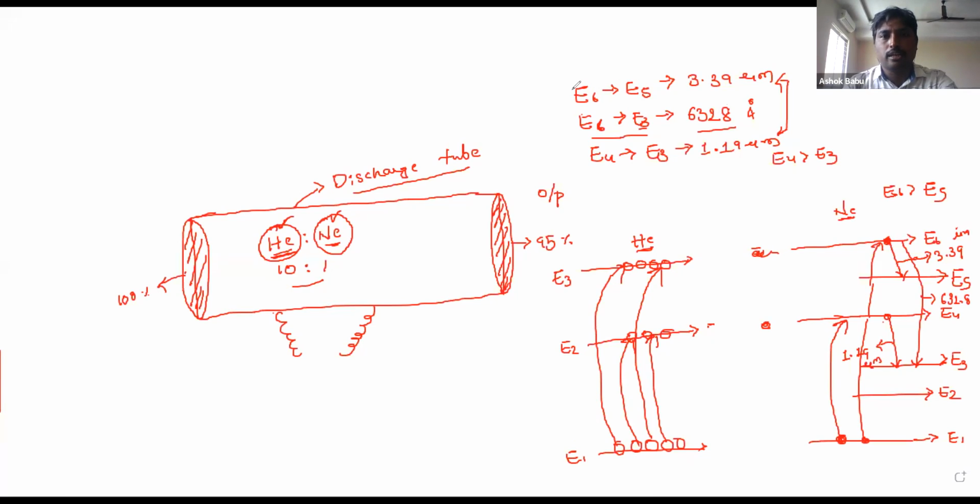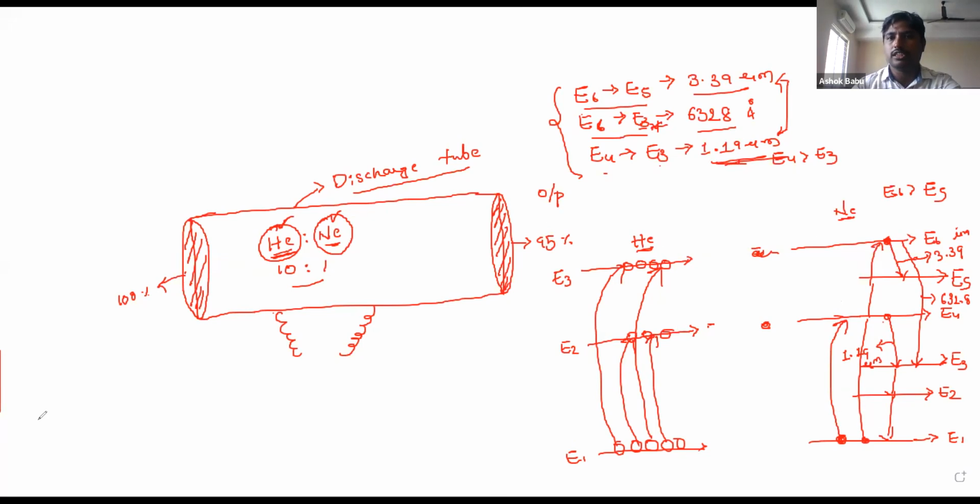These are the three major wavelengths produced in the helium-neon laser. Three laser transitions are possible: one is E6 to E5, another is E6 to E3, which is the major one, and E4 to E3 is 1.19 micrometers of wavelength. After that, by stimulated or spontaneous emission, they are de-excited to E2 and E1, and again by interacting with the helium particles, they absorb energy and are excited to the energy states E4 and E3. This process occurs continuously between the energy states.